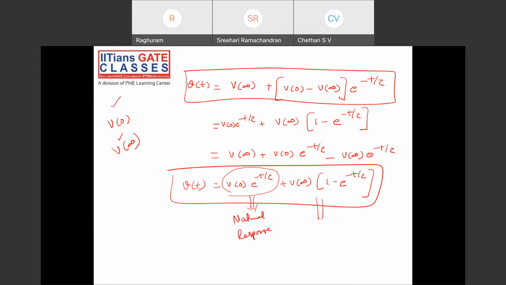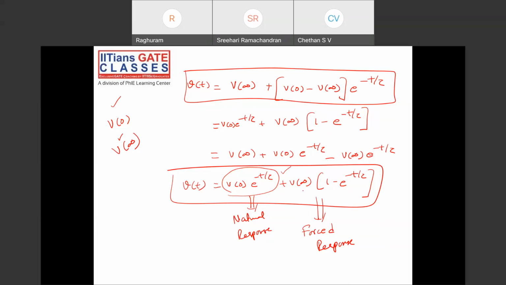And this is called forced response. Important. Why is it called natural response? Because there is no external force for this. V of 0 e power minus t by tau. Remember the source free RC circuit? When there is no source, whatever you get is this one, V naught e power minus t by tau, right? So this is called natural response.